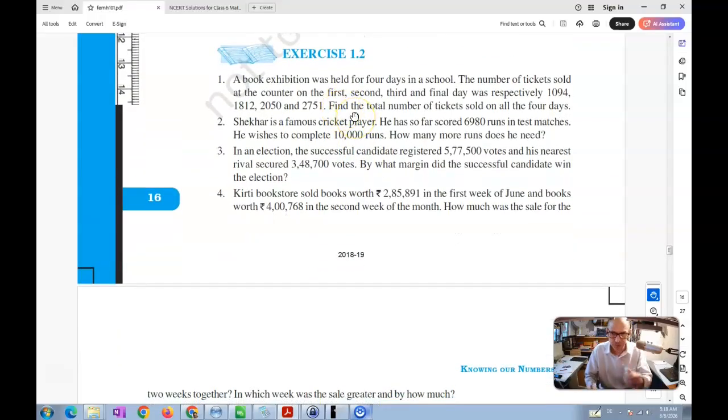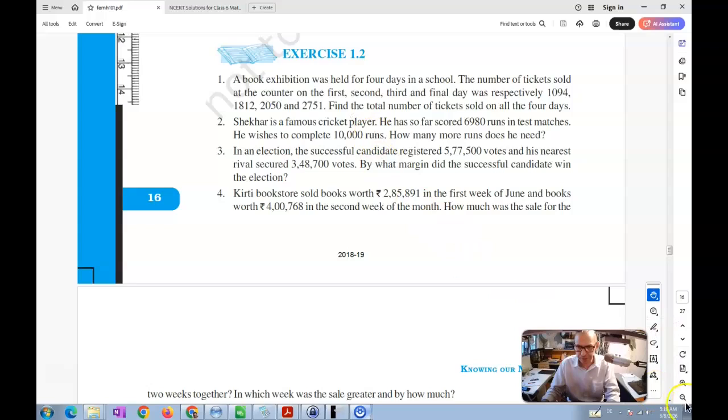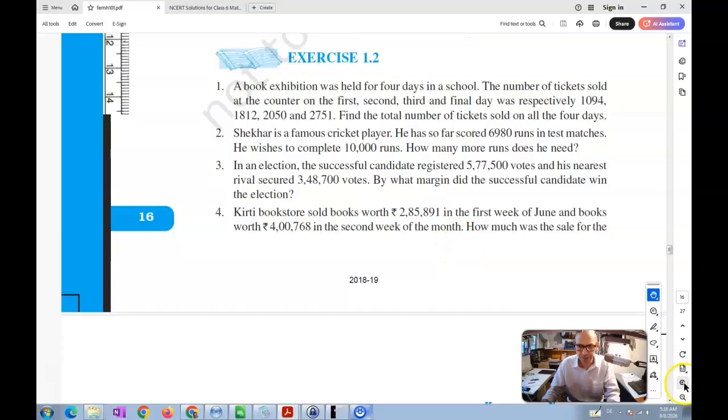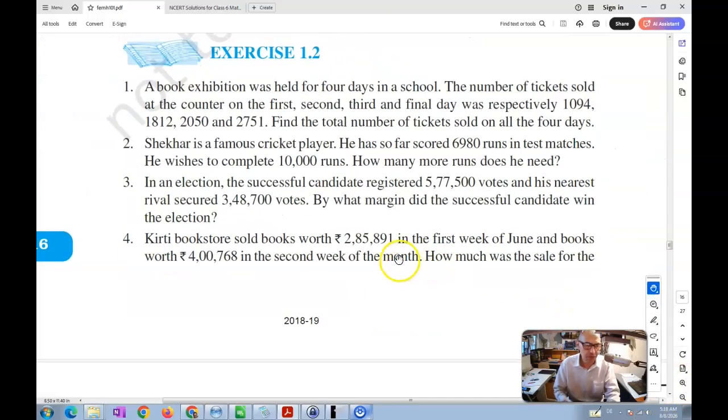So the first one is basically a book exhibition. A book exhibition was held for 4 days in a school. The total number of tickets sold at the counter on the first, second, third, and final day was respectively 1,094, 1,812, 2,050, and 2,751. Find the total number of tickets sold on all the 4 days.